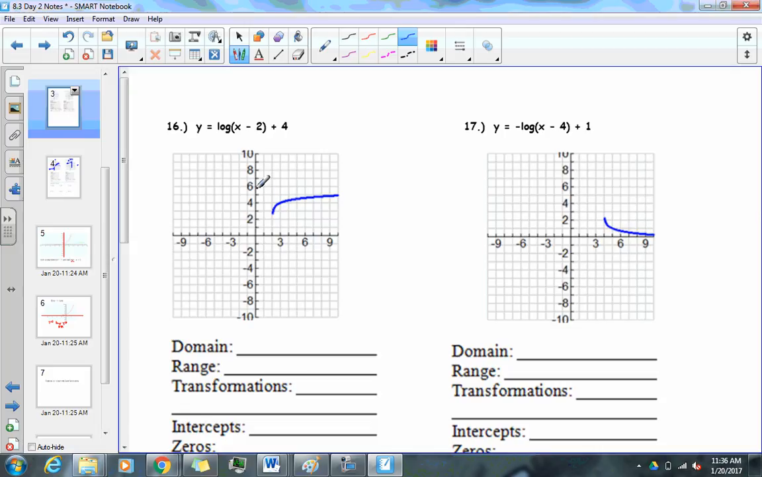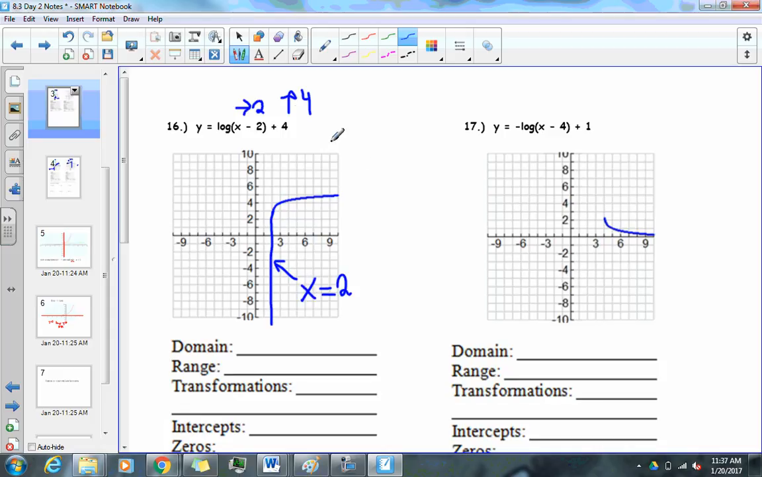All right, so let's look at this one. Question number 16. X minus 2. Well, that means I'm going to the right 2. Plus 4. That means I'm going up 4. Now remember, your graphing calculator is going to show this. You need to continue the line straight down. Remember, this line that you continue straight down is going to be where your asymptote is. So it's going to be x is equal to 2.